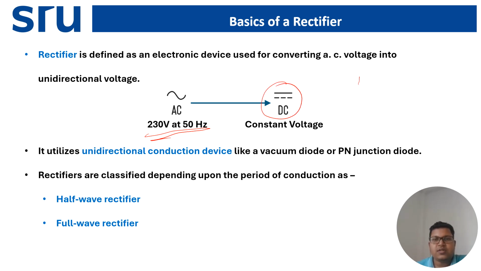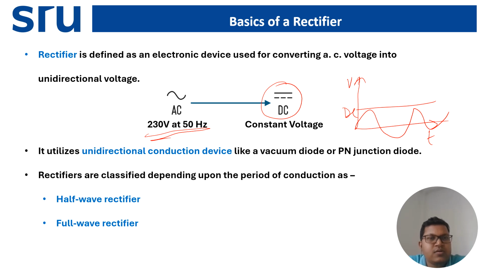If we see the DC curve, ideally it should go very much straight. If this is your signal, this is voltage and this is time, for the DC it should go like this, whereas for the AC it will go like this if it is sinusoidal. So this is the difference, that we have a constant voltage. This rectifier utilizes unidirectional conduction devices like a vacuum diode or PN junction diode. These rectifiers can be categorized into two, that is, half wave rectifier and full wave rectifier. Now we will see what is a half wave rectifier and what is a full wave rectifier.